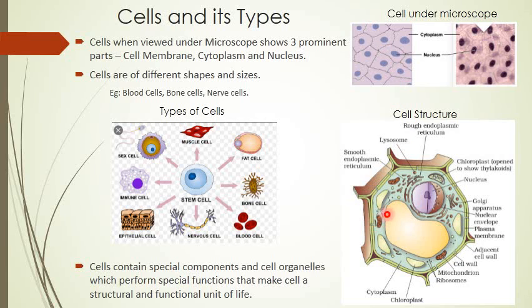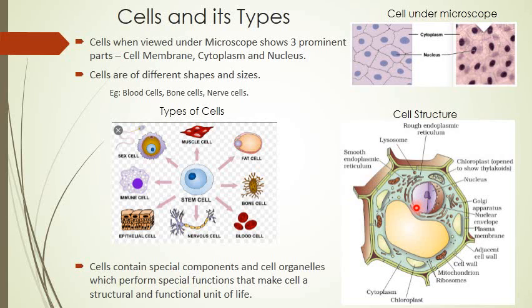Now the cell has special components. As I said, the cell membrane, cytoplasm inside, and also the nucleus. It also contains cell organelles. The cell organelles are, for example, mitochondria, endoplasmic reticulum, chloroplast, etc. All these are some of the cell organelles. What are these cell organelles? Let us study in the further sessions. The cells have special components along with the cell organelles which perform specific functions.